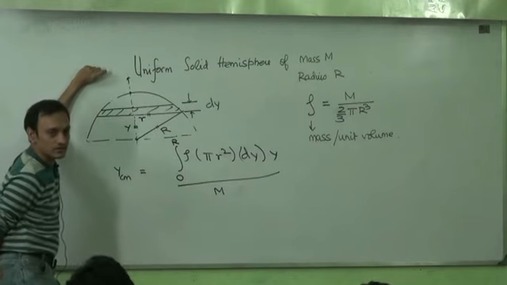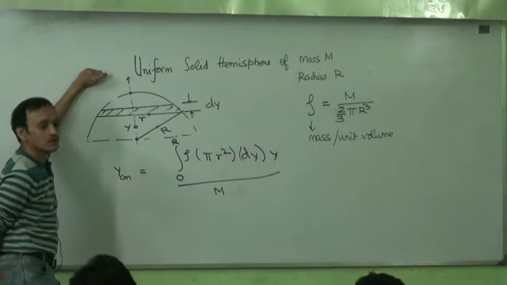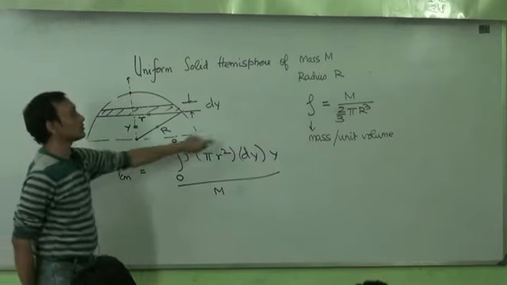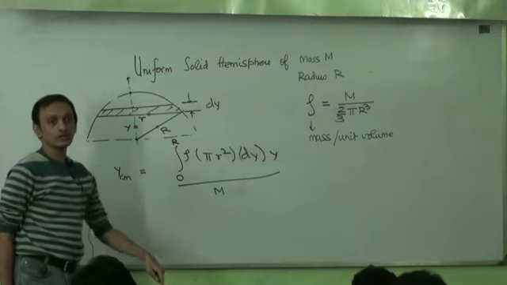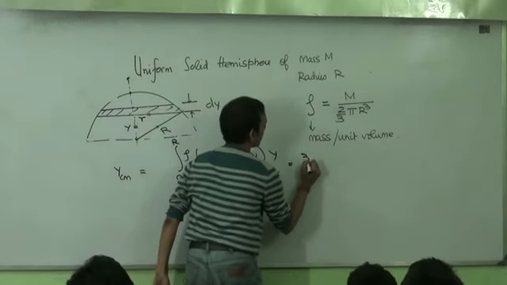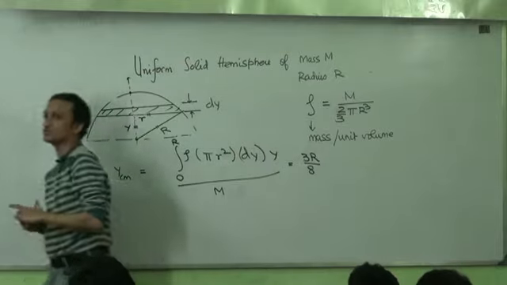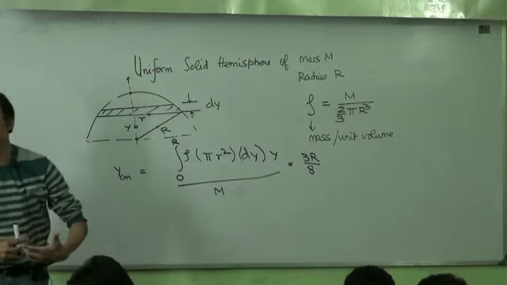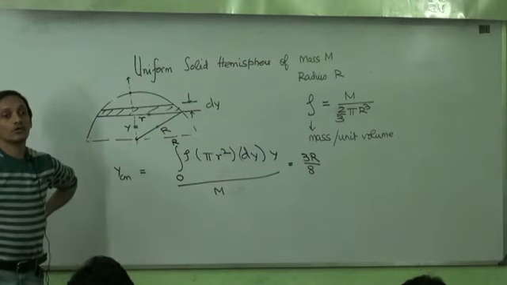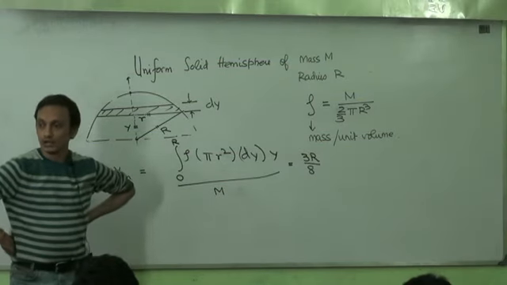Hemisphere. Solid hemisphere. Not disk. The solid hemisphere. That's going to give me the y coordinate of the center of mass of the hemisphere. Uniform hemisphere. If you plug in rho equal to m by 2/3 pi r cube and do a calculation, this will turn out to be 3r by 8, which again is a result that you may want to remember. The y coordinate of the center of mass of a uniform solid hemisphere would be 3r by 8.